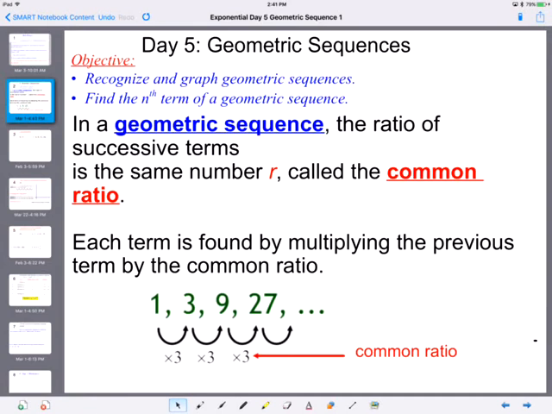Unit 7, Day 5, Geometric Sequences. Today you are going to be able to recognize and graph geometric sequences. You're going to be able to find the nth term of a geometric sequence.